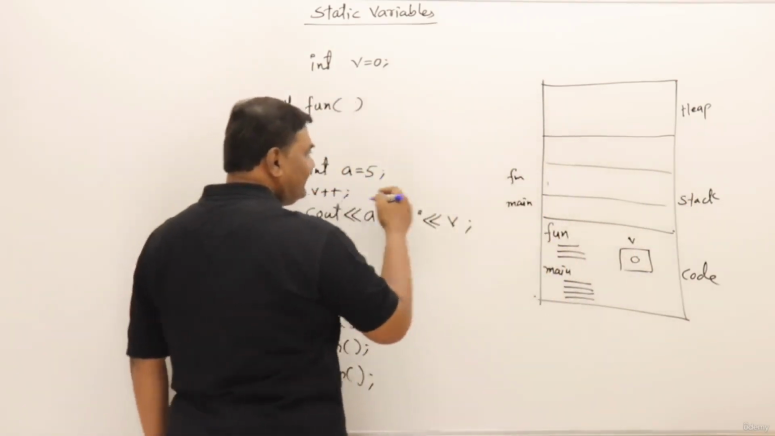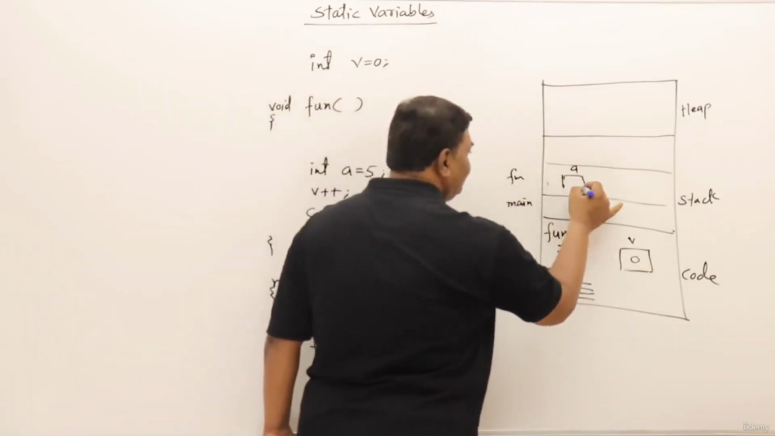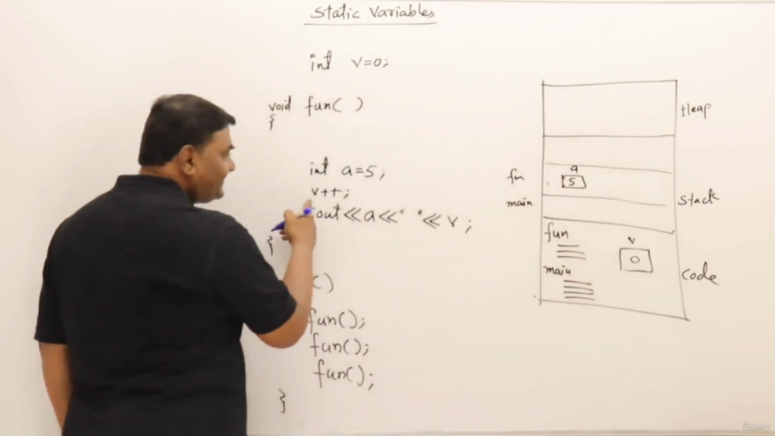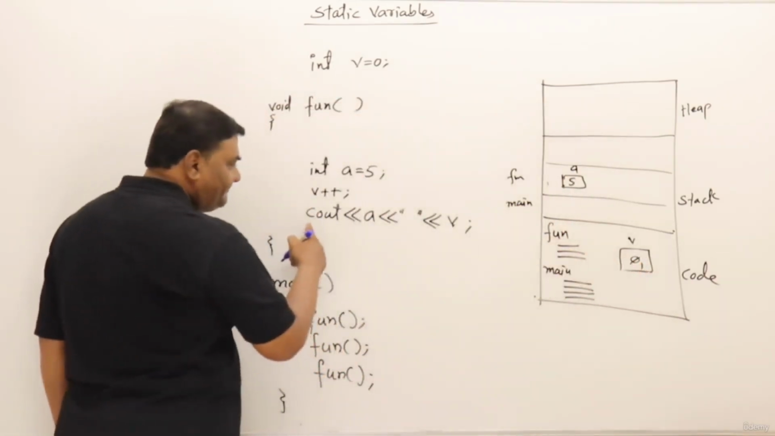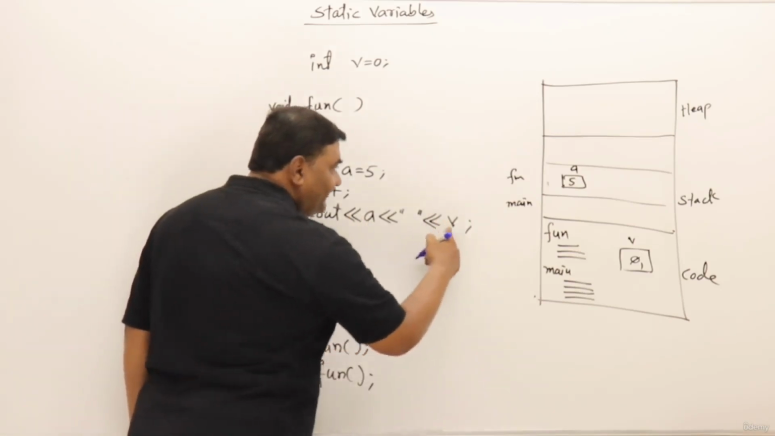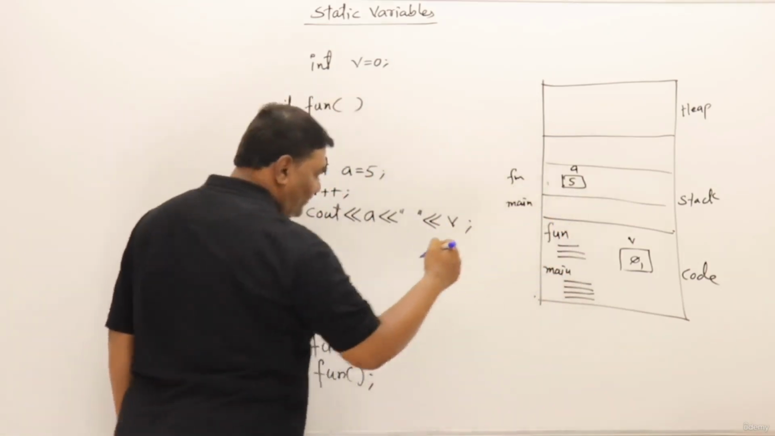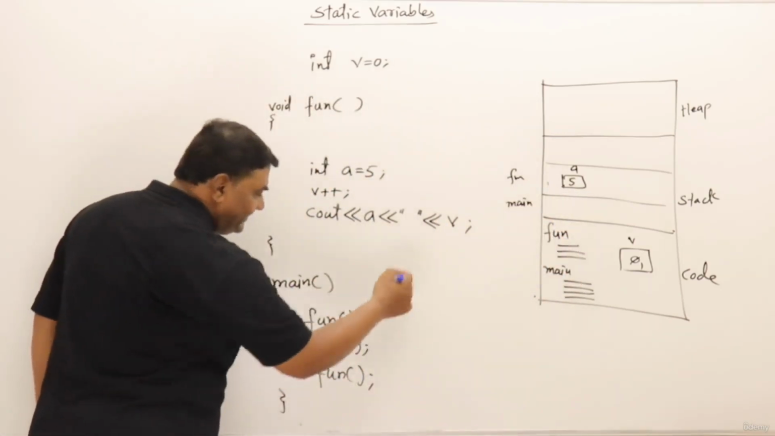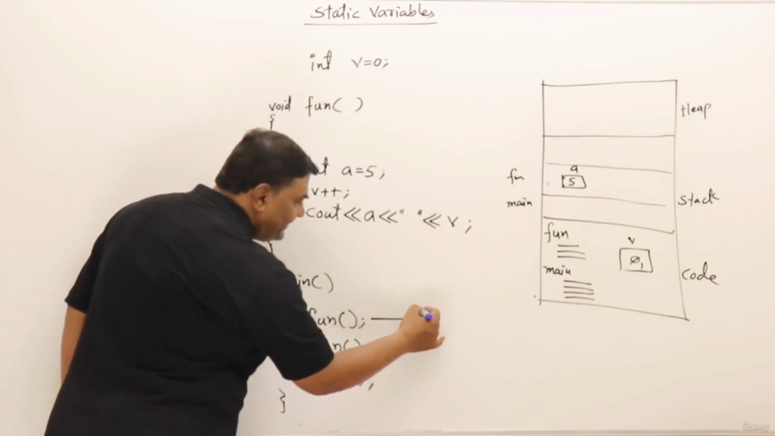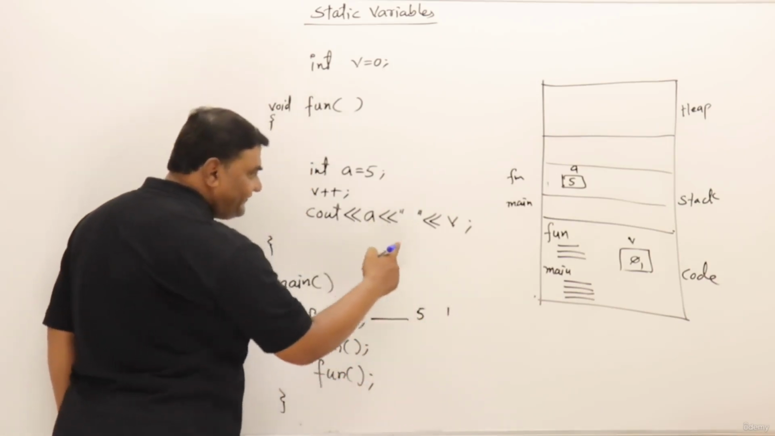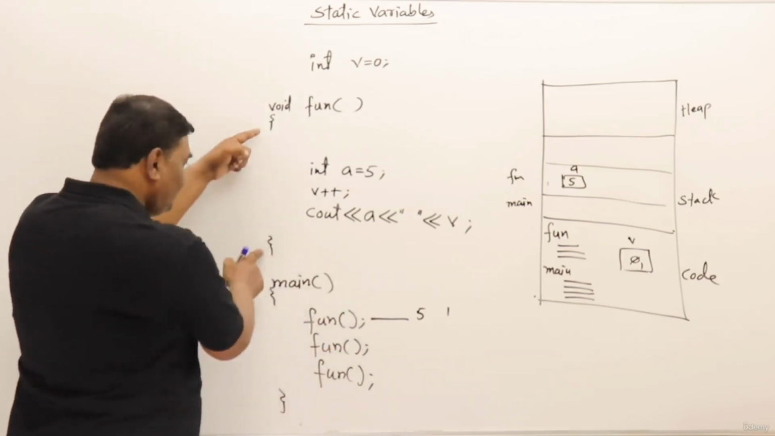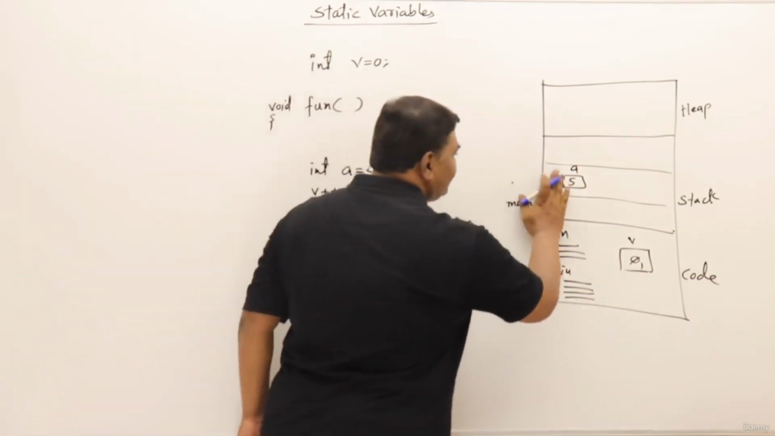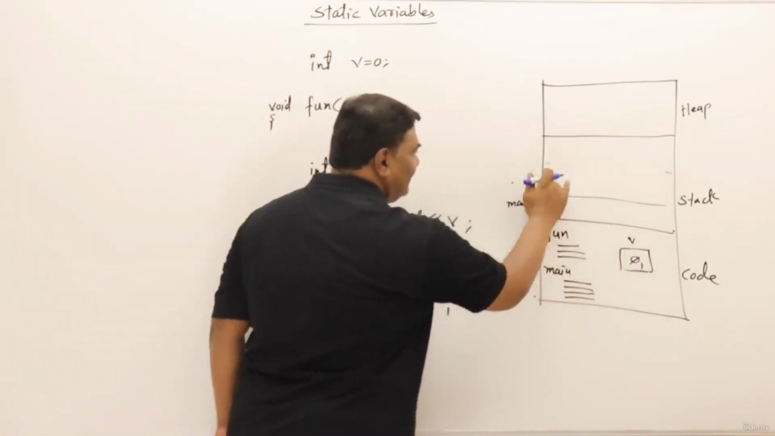What is the variable inside this one? a. And what is the value? 5. Then v++, and v becomes 1. Then print a and v. a is 5 and v is 1. So in the first call, a is 5 and v is 1. This is displayed, and once the function ends, this activation record is deleted.